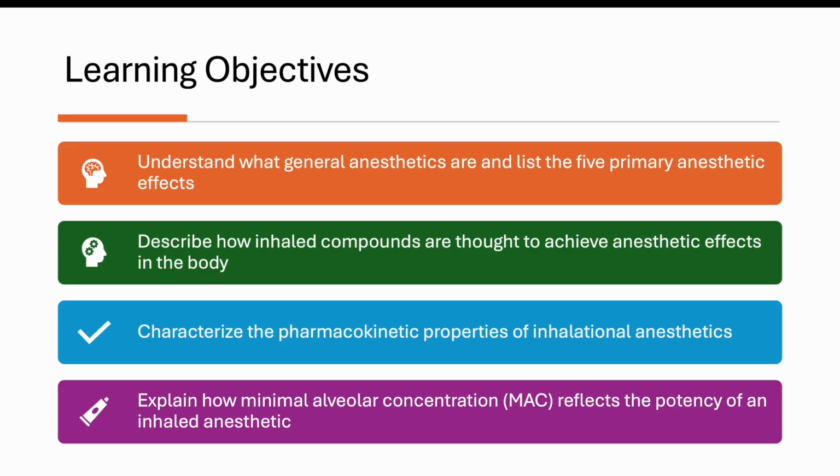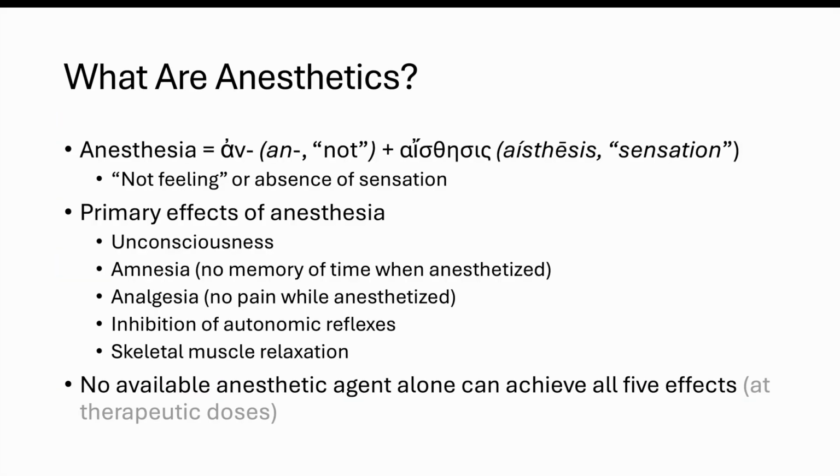By the end of this podcast, you should understand what general anesthetics are and list the 5 primary anesthetic effects, be able to describe how inhaled compounds achieve anesthetic effects in the body, characterize the pharmacokinetic properties of inhaled anesthetics, and understand minimal alveolar concentration, also called MAC, as it applies to inhaled anesthetics. A natural place to start our discussion is by considering what anesthetic drugs are.